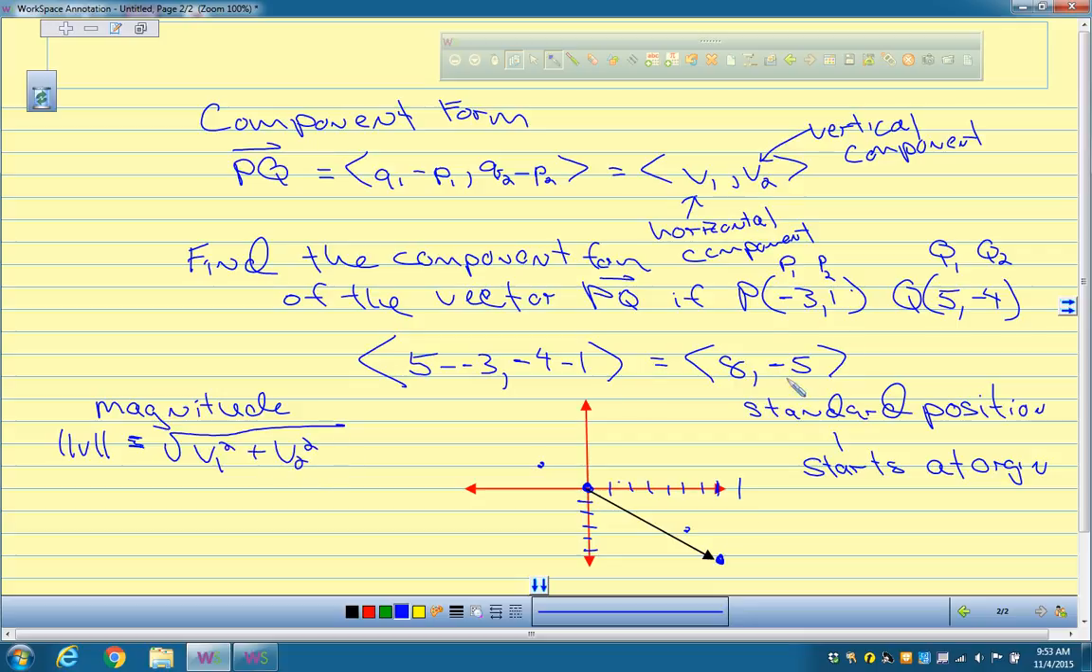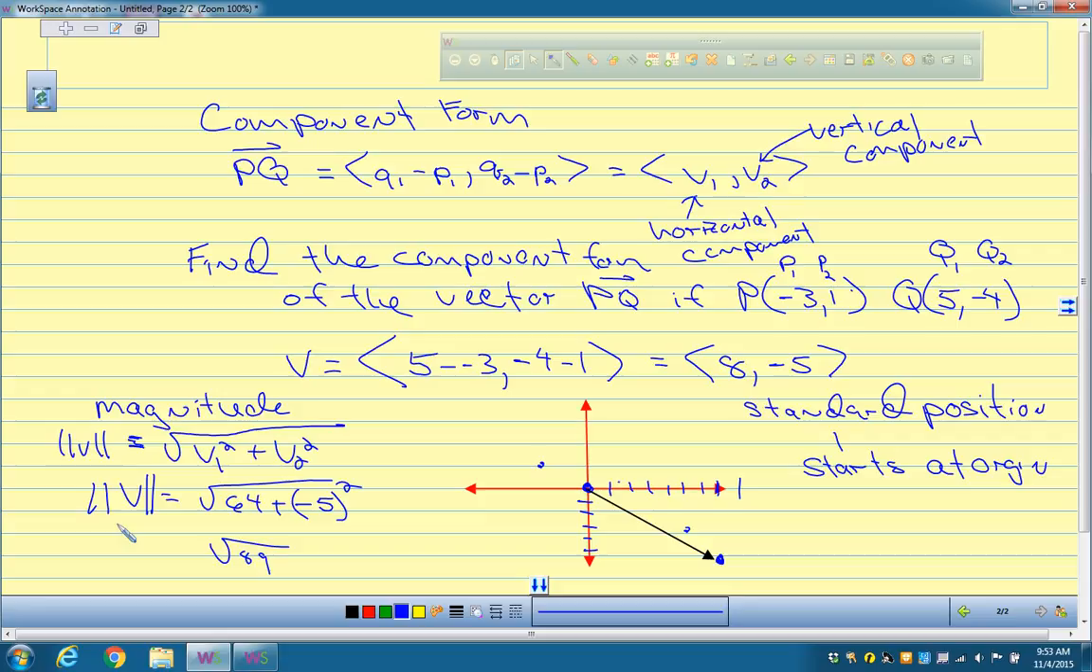So if I wanted to find the magnitude of this vector right here, say this is PQ, vector V. So the magnitude of V is just the square root of 64 plus negative 5 quantity squared, right? Don't square it and then make it negative. And that's square root of 89. Okay? Yes, the magnitude of V. That means a magnitude with two little bars on it.